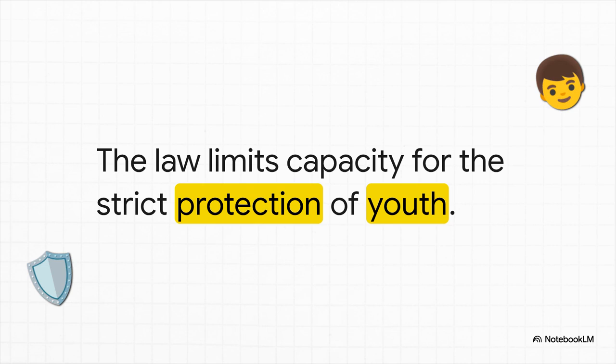Now, you might be wondering, what is the point of all this? We need to ground this academic principle in everyday reality. Why does the law actually do this? Is it just to punish young people? No, not at all. The entire purpose of this limitation is the strict protection of youth. The law intentionally restricts young people's legal status to protect them from the consequences of their own immaturity. It's literally there to prevent a teenager from making a ruinous legal decision that they just don't fully understand yet.